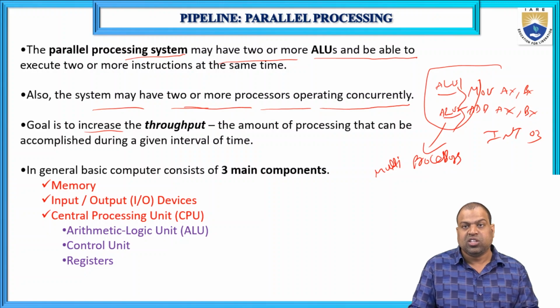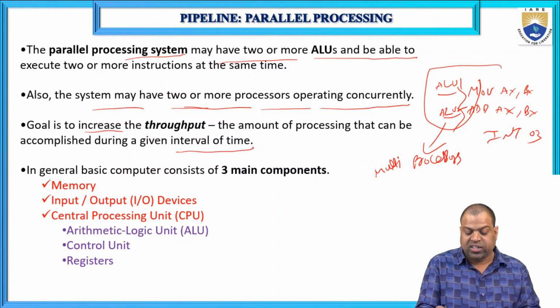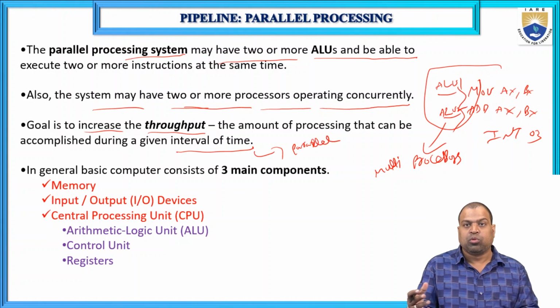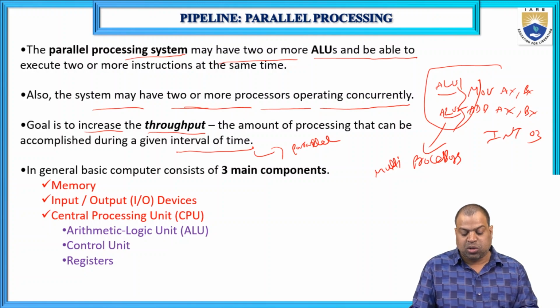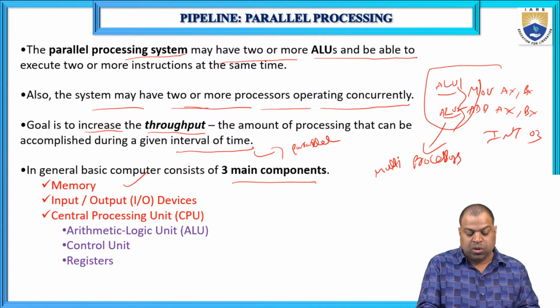And what is the improvement when I'm using multiple ALUs and multiple processors? We're increasing the throughput, the amount of processing that can be accomplished during a given interval of time. In a particular time we are improving the performance, which means we are improving the throughput. Only when parallel processing is there are we improving the throughput. That means from input to output, when I'm using parallel processing, we reduce the time and improve the throughput.